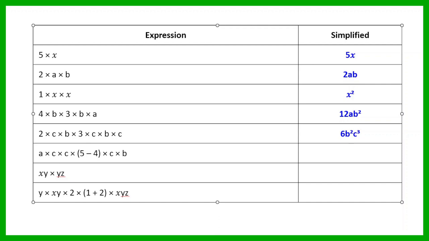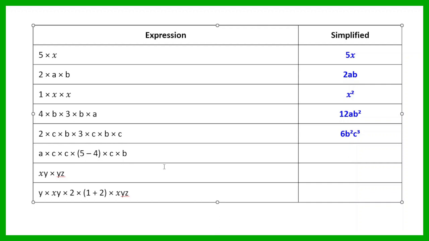Next, for my numbers, I'm first going to simplify what I've got inside those brackets. Inside the brackets, I've got 5 minus 4, which is 1. There are no other numbers, so the only number is 1. But just like I said over here, when my number is 1, and it's being written with variables after it, I don't need to write the 1, so I'm just going to leave that 1 out because I have got variables over here that I'm still going to be writing.